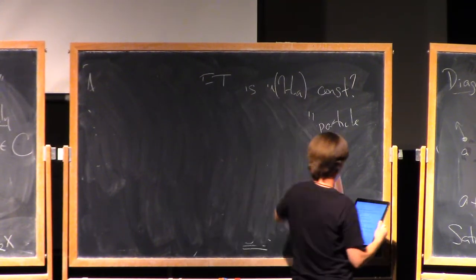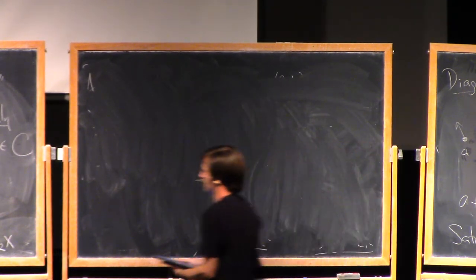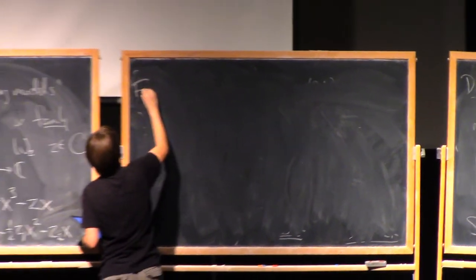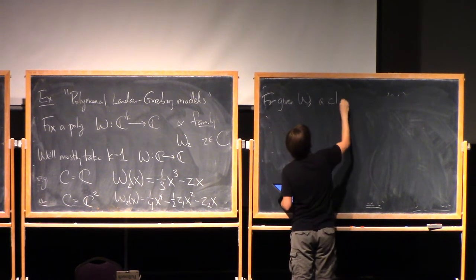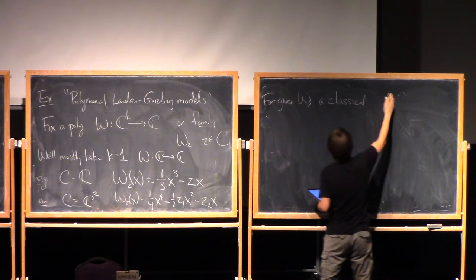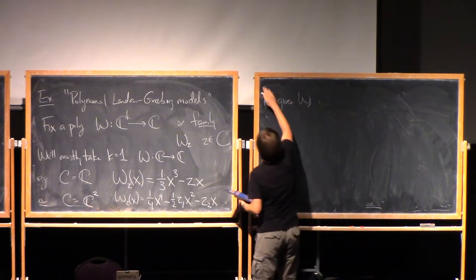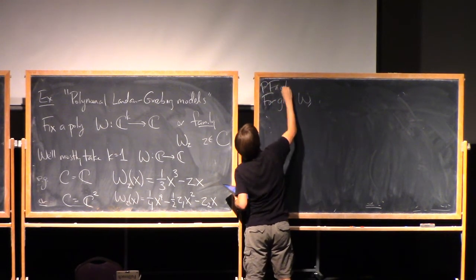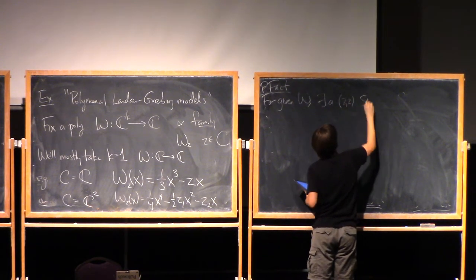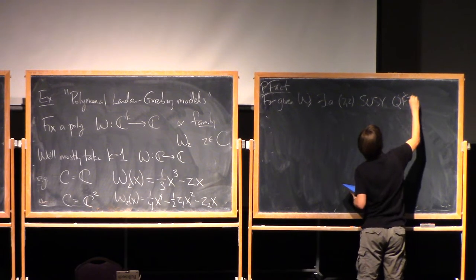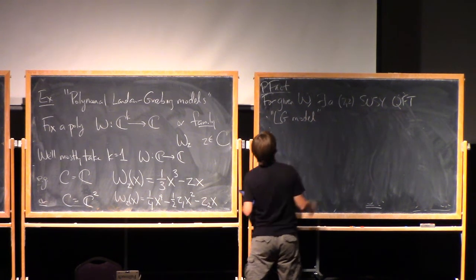So now what do I do? Here's what we'll do. For a given W, I'll define a classical BPS soliton. Sorry, maybe I should first say one physics fact. For a given W, there exists a (2,2) supersymmetric quantum field theory called the Landau-Ginzburg model, or LG model. That's just to motivate what I'm about to do.